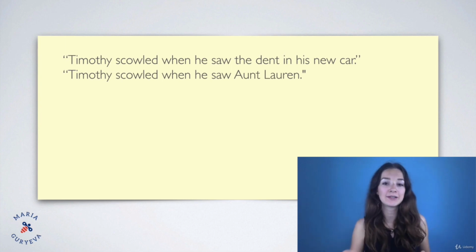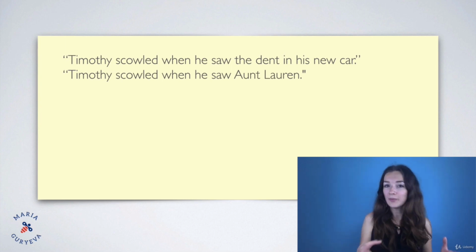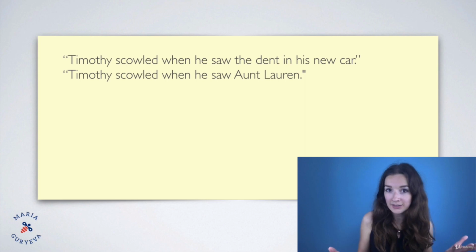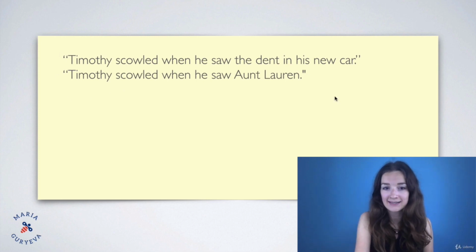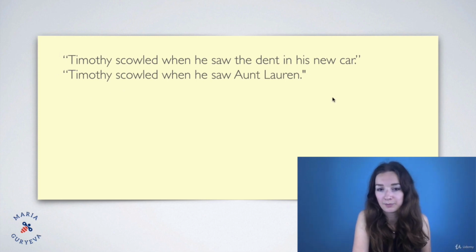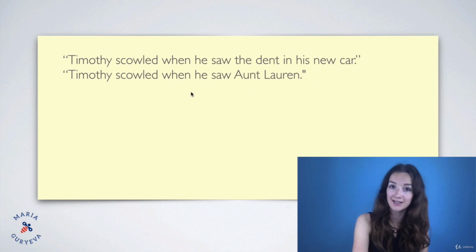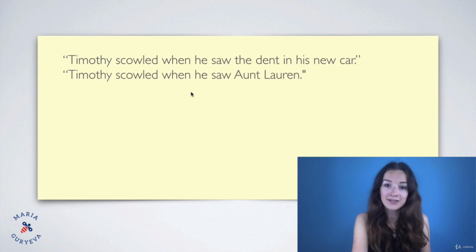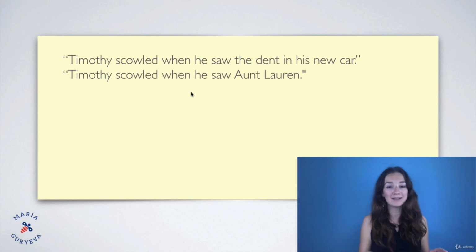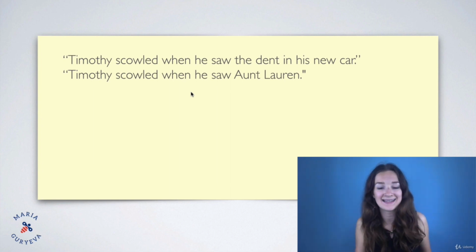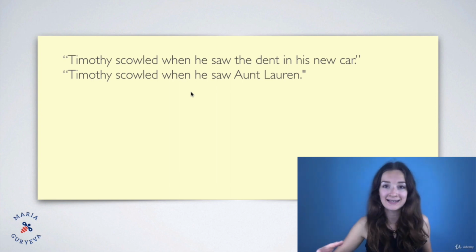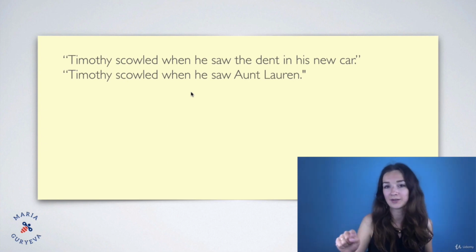So let's look at this example. Timothy scolded when he saw Aunt Lauren. So now we don't really know what scold means, right? Because if we only have this sentence, we're not gonna know what is scold because we don't know how he feels about Aunt Lauren, if he's happy to see her or not, what he does when he sees her, right? So we have no clue now. So this sentence is not gonna help us to understand what is scold. But if this happens, we should look for other sentences. Perhaps there are next sentences which are gonna tell us what is scold, all right?